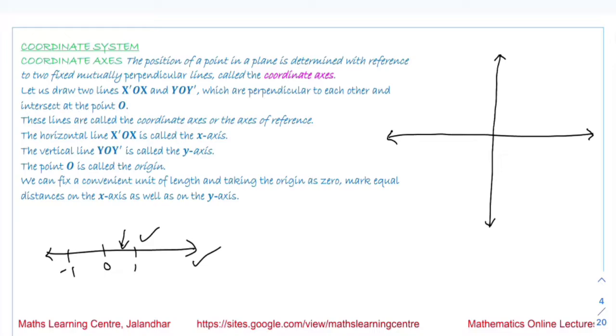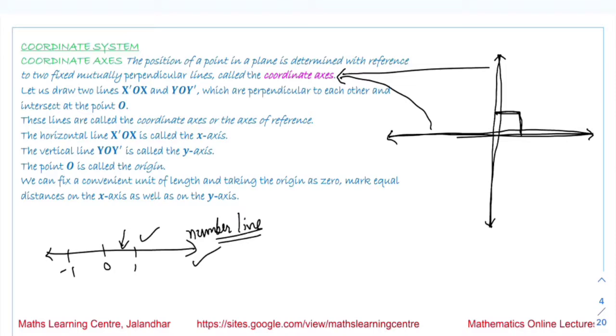Now we are talking about the plane. We are given a plane region, and we have drawn two lines here. One is the horizontal line and one is the perpendicular line on it. These two lines are mutually perpendicular to each other, and we call these lines coordinate axes. Earlier this line was called the number line.